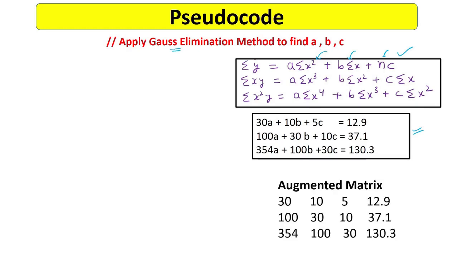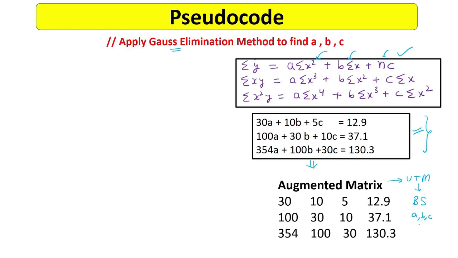If you have seen my Gauss elimination video, in which I discussed how the Gauss elimination method can be used to find the solutions of simultaneous linear equations. These are three simultaneous linear equations, and the Gauss elimination method says that we first convert these three equations into the augmented matrix, then we convert this augmented matrix into the upper triangular matrix, and after that we apply the back substitution method to find the values of A, B, and C.